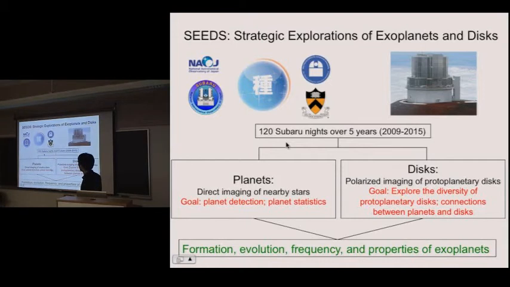It has two parts, planet and disk. On the planet side, directly imaging the nearby stars, we hope to find planets and tell you some statistics of planets. On the disk side, it takes polarized images of protoplanetary disks and tries to explore the diversity of the disks and the connection between the disk and the planet.